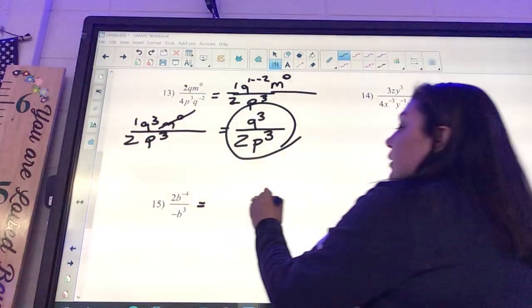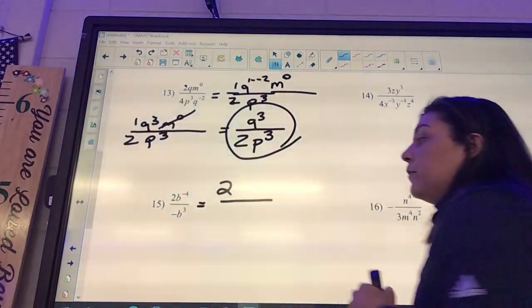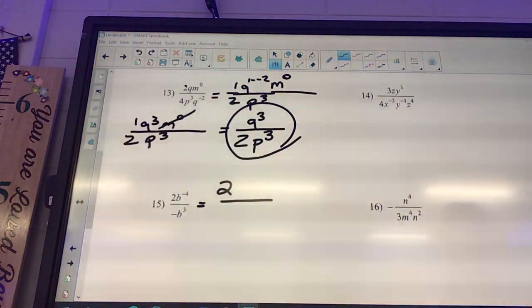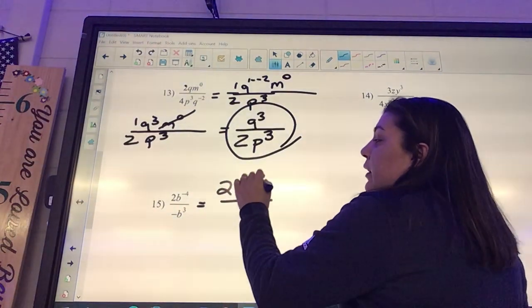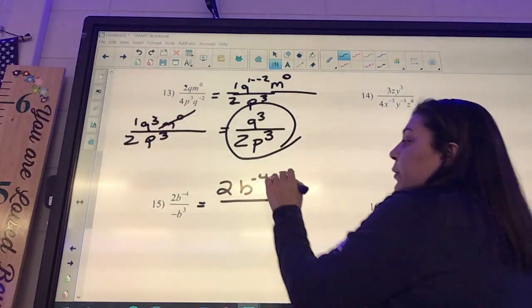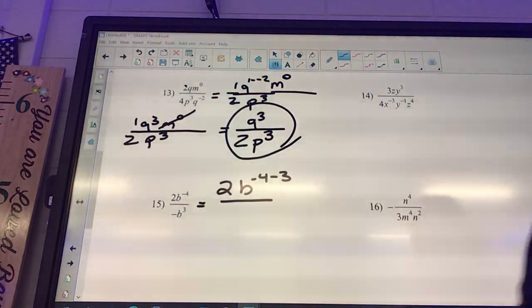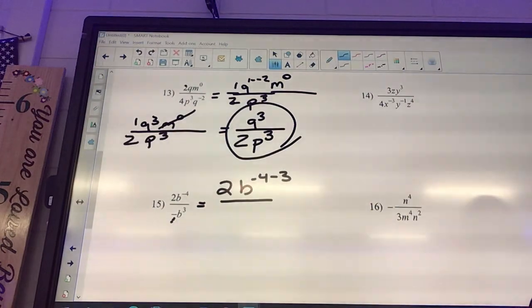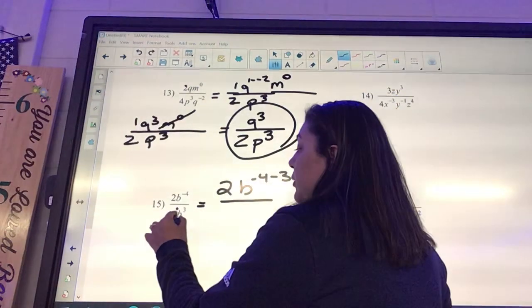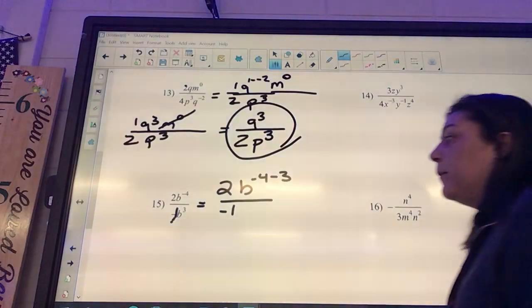Okay, 15. We're going to leave the 2. And we got b to the -4 minus 3. What do we do with this negative right here? What is it? It's a -1, okay? And it's a big -1 to be more specific. So it needs to go back on the bottom.